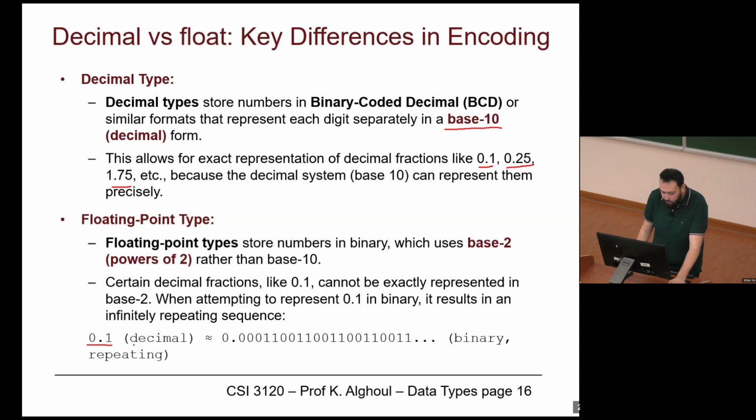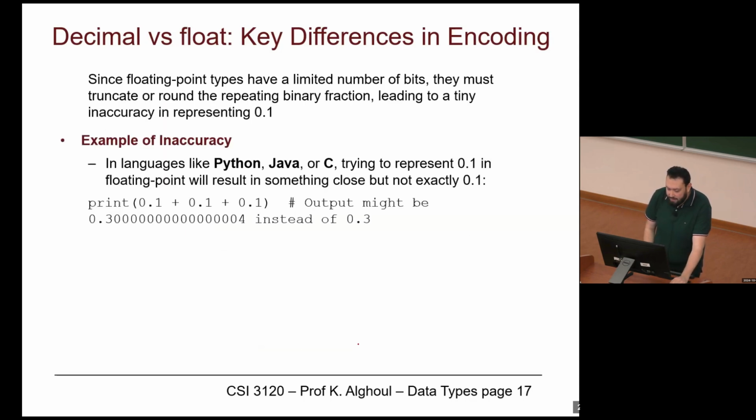It will be like this. So this 0.1, I want to represent it, and I'm using the float, which is base 2, it is going to have an infinitely repeating sequence like this. It's not going to end up with a precise number. So if I print this in Python, Java, or C, I'll end up with not 0.3, but 0.300 and then a 4 here. Now you're looking at this and you're telling me, okay, we were wasting our time. What's this? 0.0004.